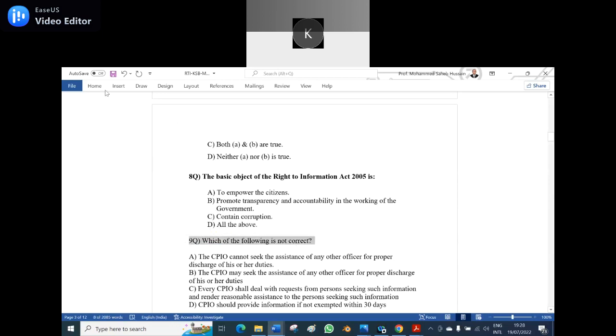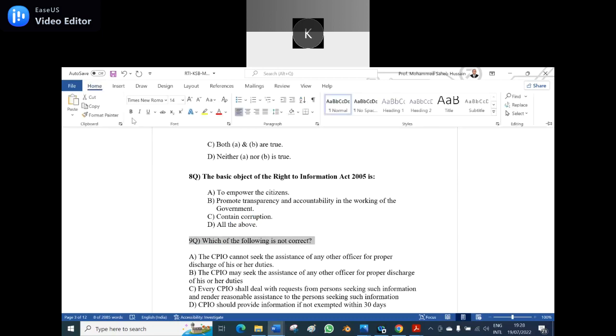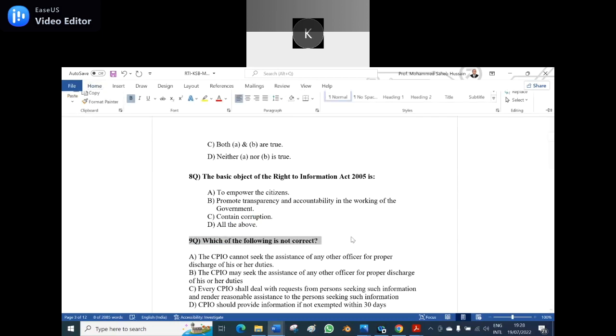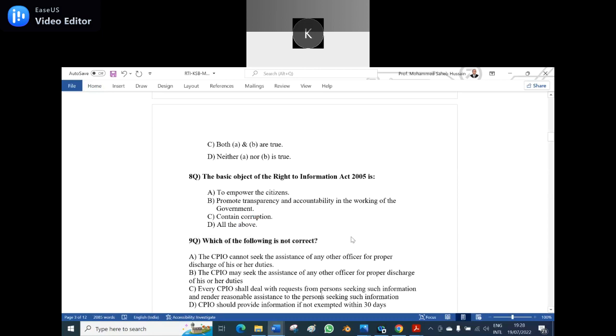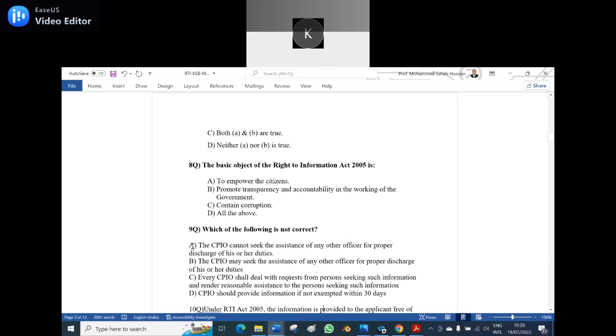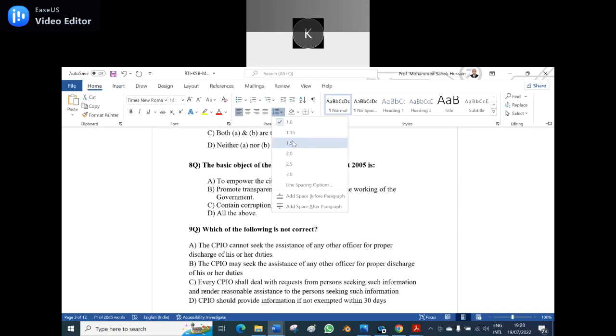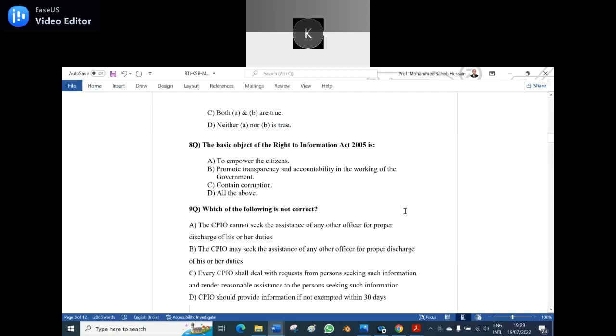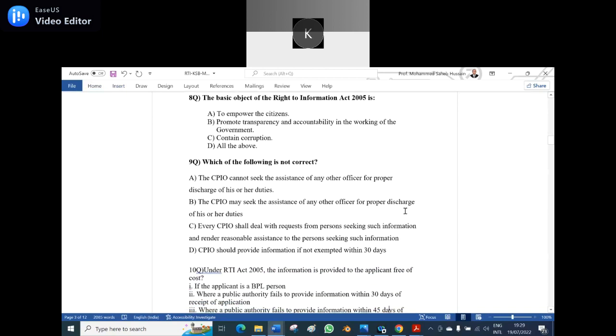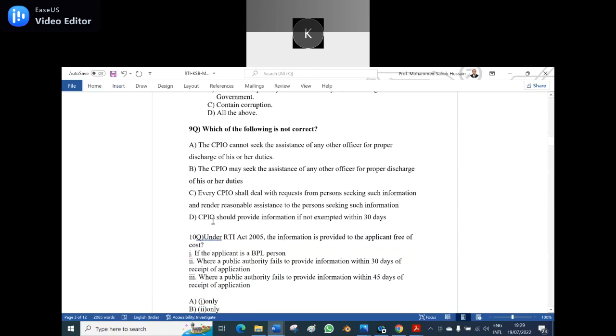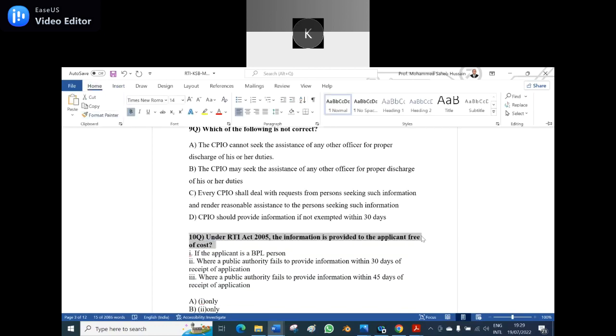Now, ninth question is, which of the following is not correct? A. The CPIO cannot seek the assistance of any other officer for proper discharge of his or her duties. B. The CPIO may seek the assistance of any other officer for proper discharge of his or her duties. C. Every CPIO shall deal with requests from persons seeking such information and render reasonable assistance to the persons seeking such information. D. CPIO should provide information if not expected within 30 days.